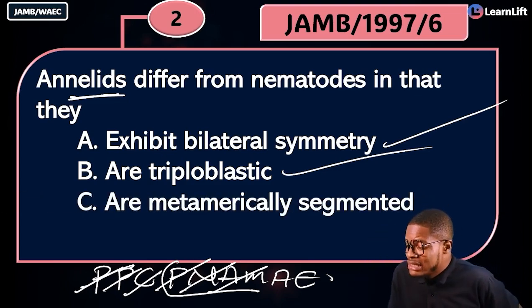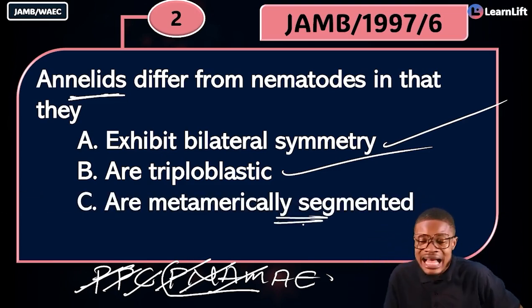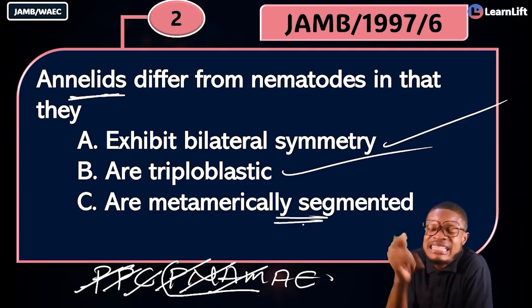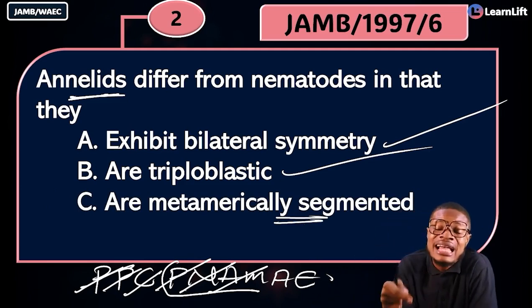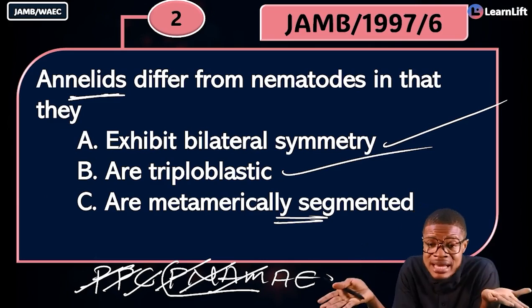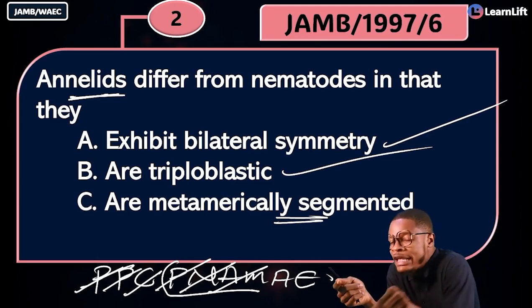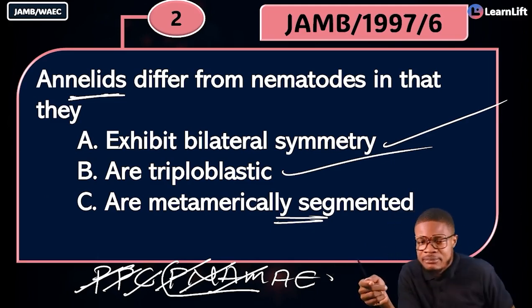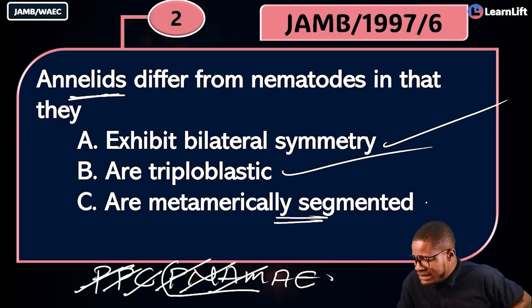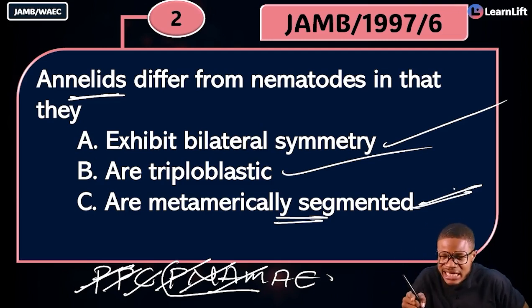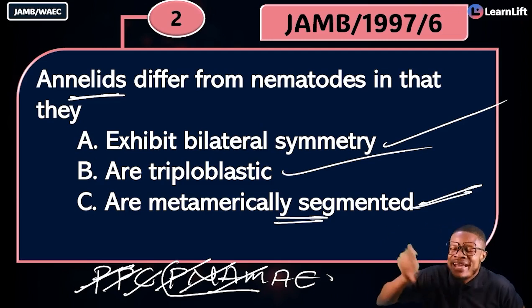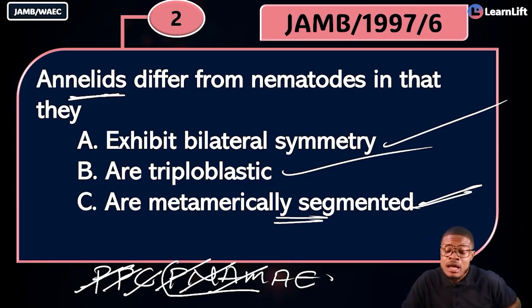Option C says they are metamerically segmented. Annelids are different from nematodes because annelids are metamerically segmented, but nematodes are not segmented. They are not metamerically segmented. The question is telling us categorically that the ones that are metamerically segmented are the annelids, but the nematodes are not. That's what I just told you, that nematodes are not segmented.